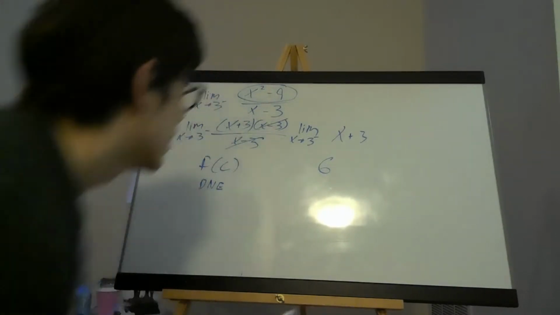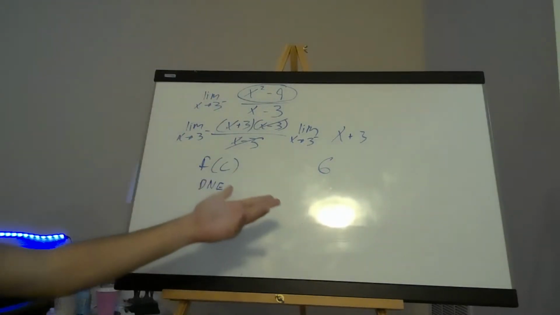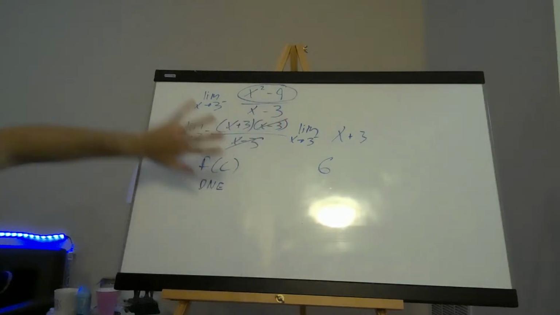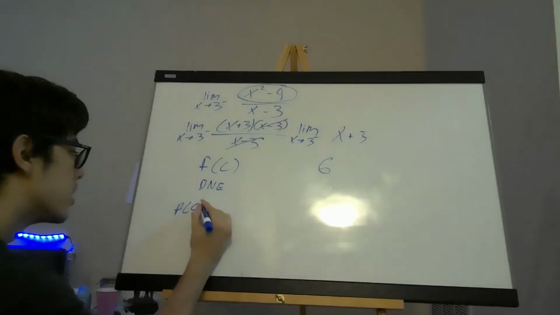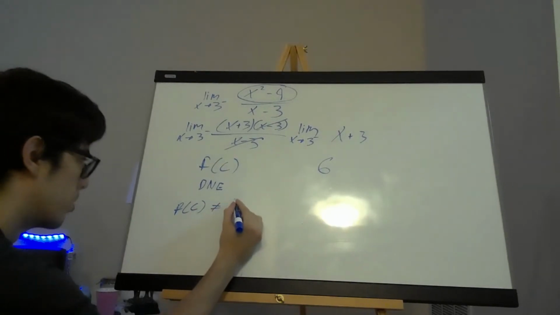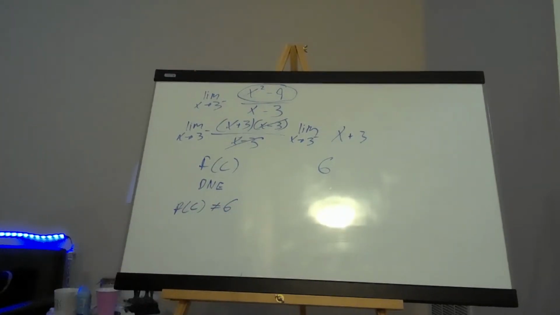So even though we got an answer for this, this is still a discontinuous situation, because f of c does not equal 6, because f of c does not exist. Does that look right, John? It's right.